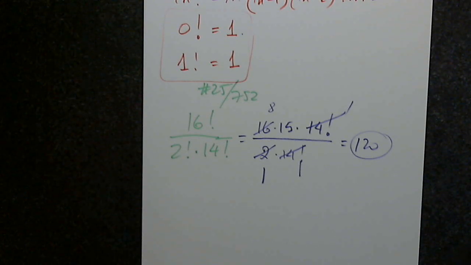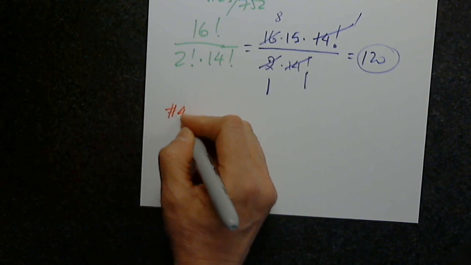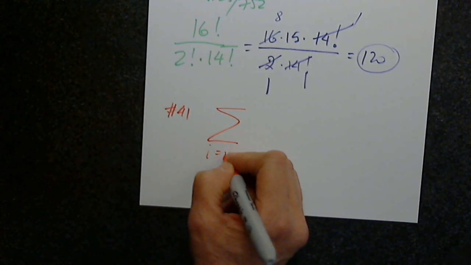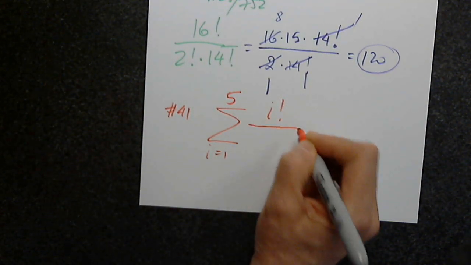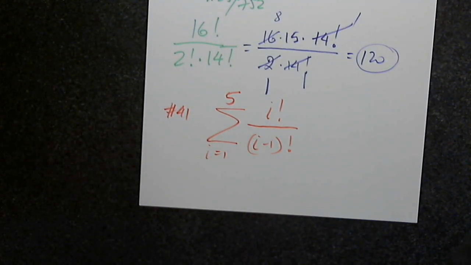Okay, so let's take a look at 41. The sum from i equals 1 through 5 of i factorial over i minus 1 factorial. Yes, we're asked to find the sum, but I would still like to list the terms. How many terms will we have to list? 5. 5 indeed, but I want to simplify what's inside the summation notation, which is the general term.